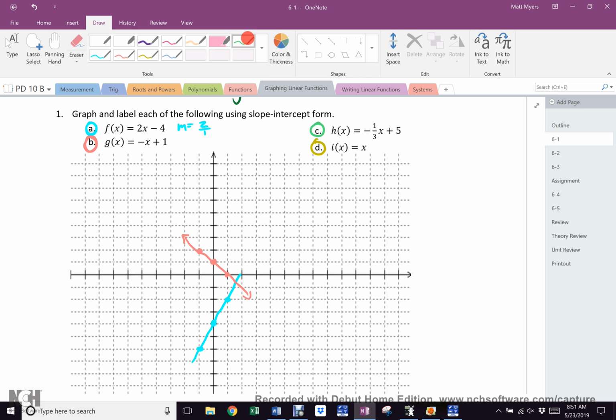What about C? Where do I start? On which axis, Jordan? The y-axis. 1, 2, 3, 4, 5. And then how do I draw it? Slope is rise over run, which also equals m, and in this case, m is -1/3. So, how do I make a 1/3 slope that is negative? I go down 1 and right 3, or up 1 and left 3.